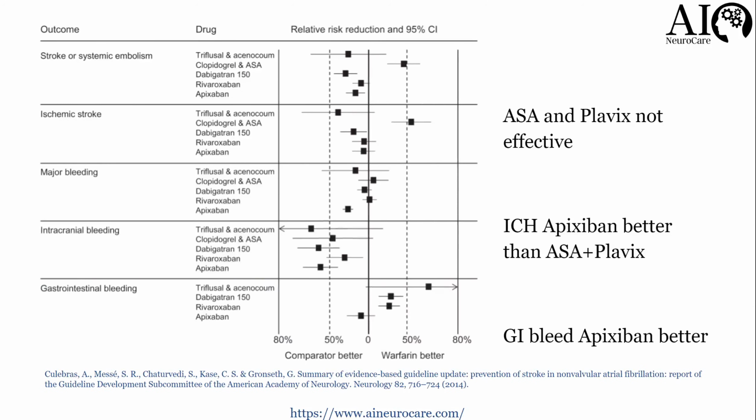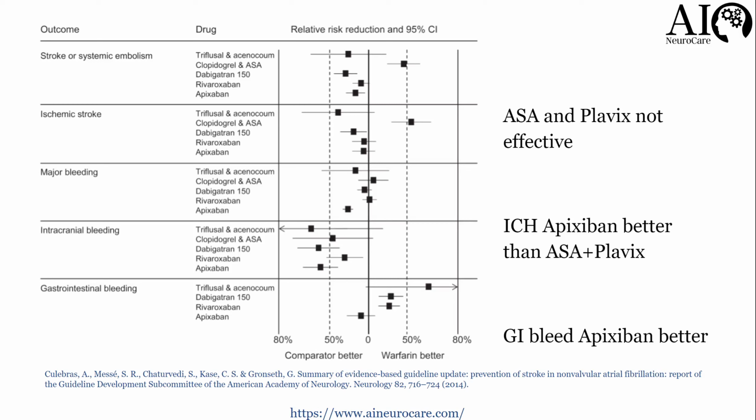So if you look at this meta-analysis, you can see warfarin better or competitor better, and as you can clearly see, as far as stroke or systemic embolism is concerned, dabigatran, rivaroxaban, and apixaban are significantly better. Interestingly, a combination of aspirin and Plavix is worse than warfarin, and that is something we need to remember, because people sometimes believe that dual antiplatelet therapy is as good for prevention of stroke as anticoagulation, which is not true at all.